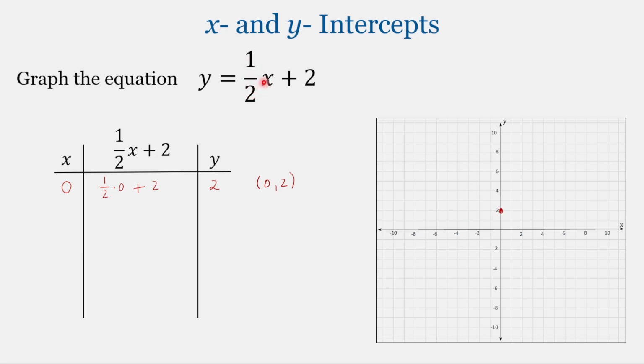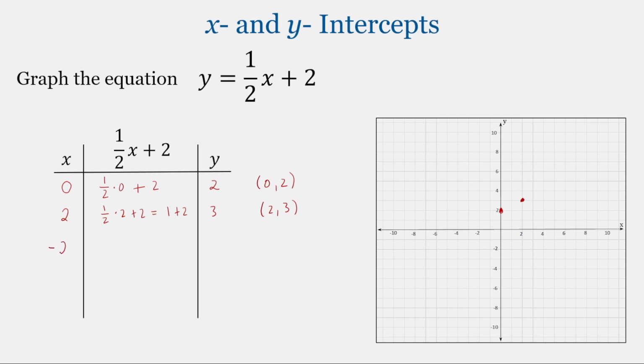Now we're multiplying our x value by 1/2. So although I can pick any values for x, I'm going to pick numbers that are divisible by 2. That way I don't end up with any fractions. So let's pick an x value of 2. So with an x value of 2, we have 1/2 times 2 plus 2. So this is going to be 1 plus 2, and that's 3. So we have the ordered pair 2, 3. And we'll graph that point.